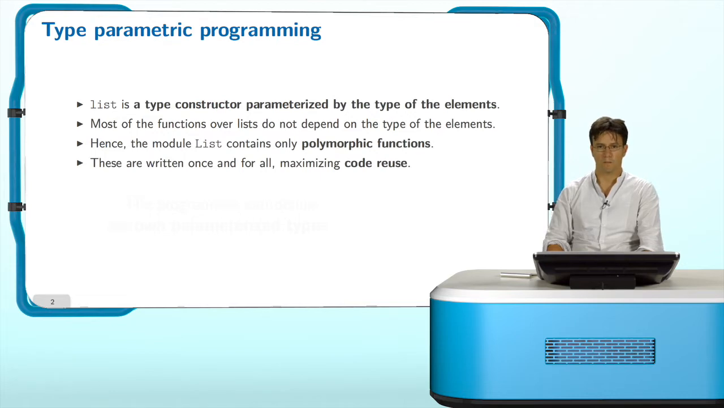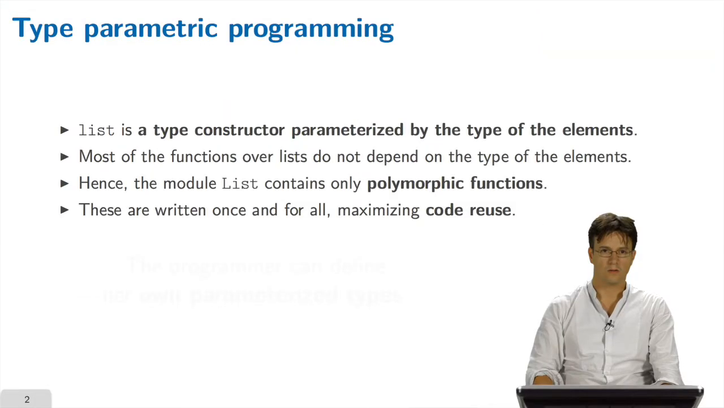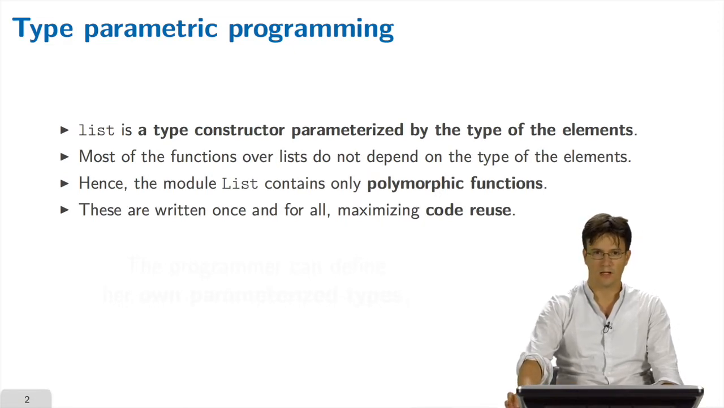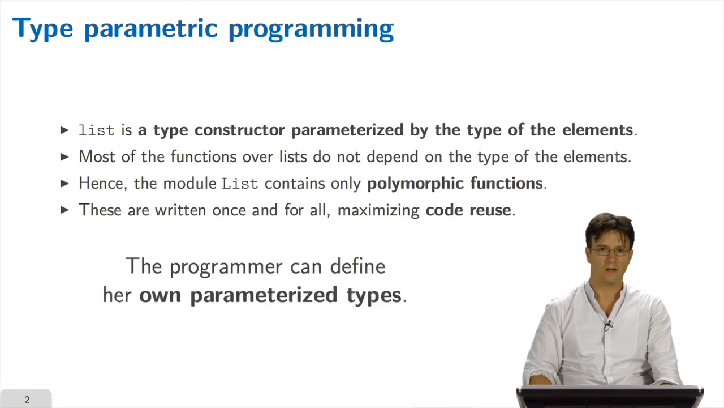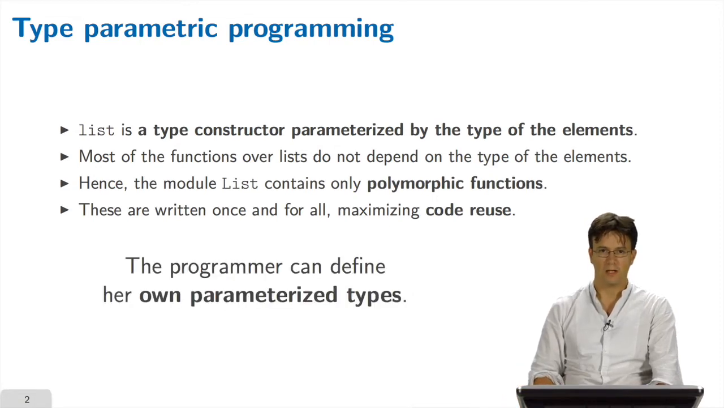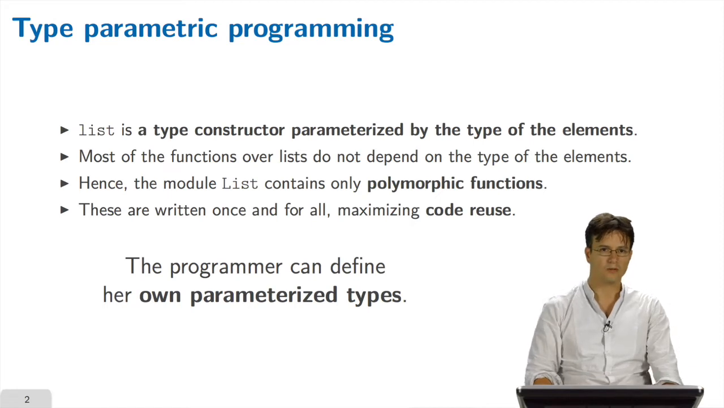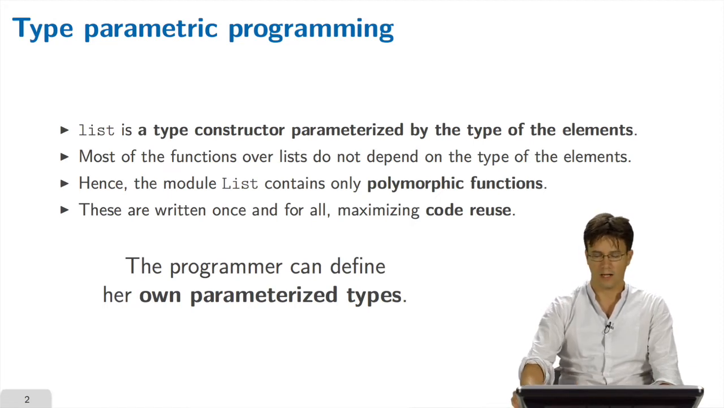This is maximizing code reuse. We don't have to reprogram the length function of a list for each possible type of element of the list. So it saves us a lot of time and it increases our productivity. In fact, the programmer can define their own parameterized types, and that's the topic of this sequence.